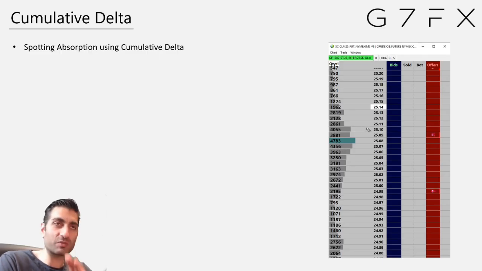Let's just pick a price point, it doesn't matter. Let's say 25.10. It's crude oil, but it could be anything. Would you agree, you've seen someone sitting on the offer with 1,000 contracts, and then they're constantly adding to it? So someone prints 1,000, clears them out, and the price doesn't move. Why is that? The guy cancels and adds another 1,000.